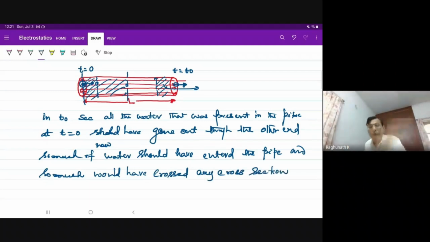If this pipe as such can contain 10 liters, 10 liters would have gone out, 10 liters would have entered through this end, and 10 liters should have crossed this cross section and gone to the other side. You agree with this? Please check it. 10 liters of new water has come, because of which through every cross section, 10 liters would have passed through to the right.